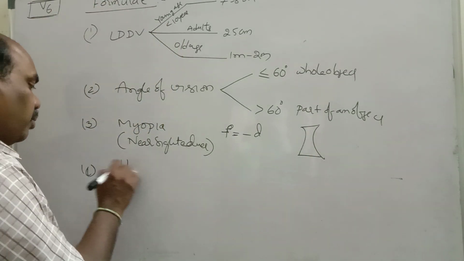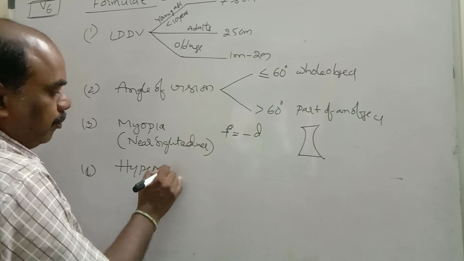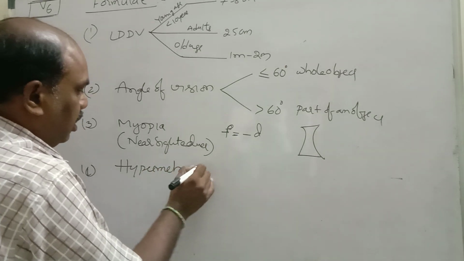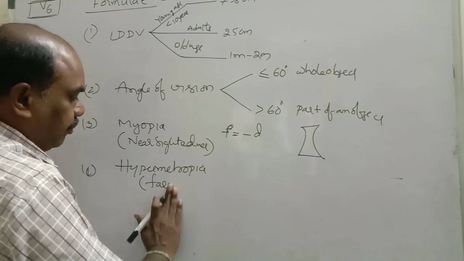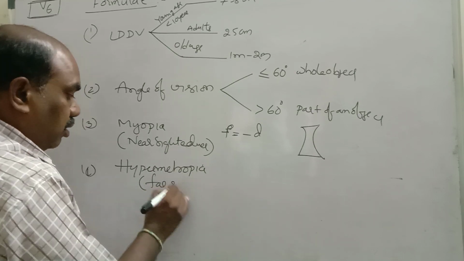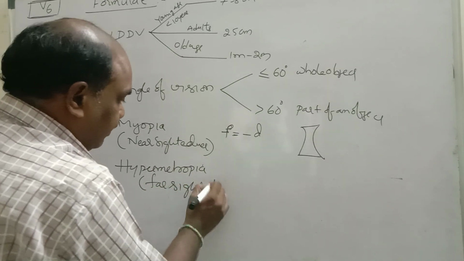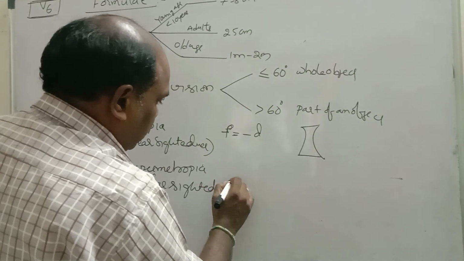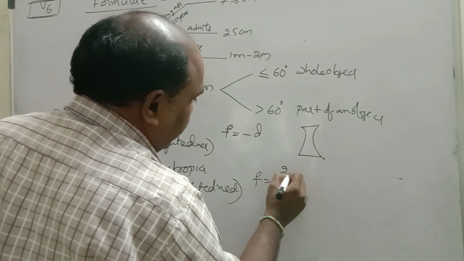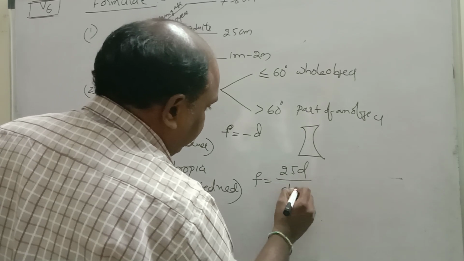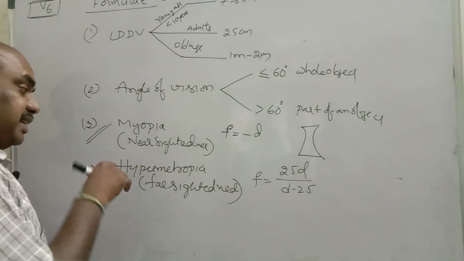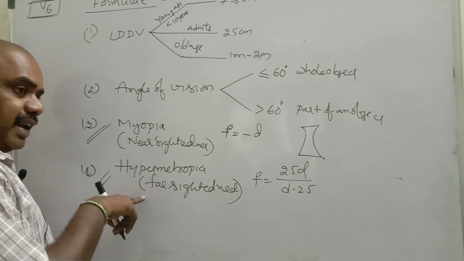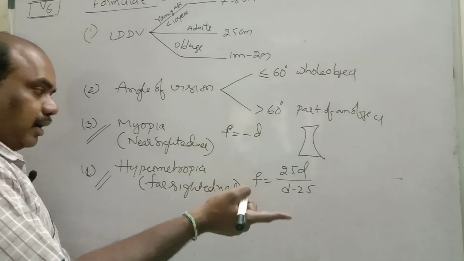Next, hypermetropia. Hypermetropia is also called farsightedness. Why? Because the image forms beyond the retina, we call it farsightedness. The formula is F is equal to 25D by D minus 25. This person cannot see nearer objects. If he is unable to see nearer objects, the image forms beyond the retina.